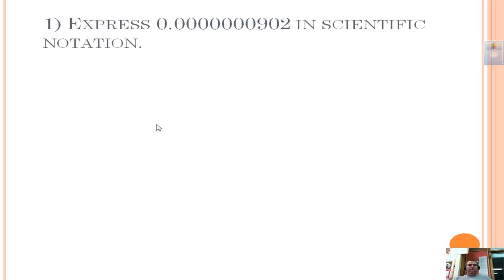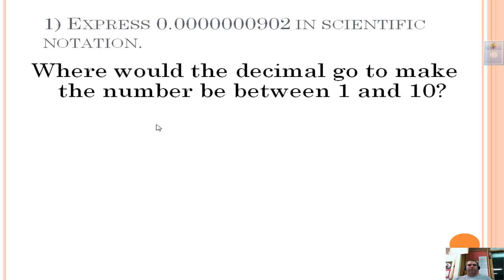Now on this one, we can go ahead and express this in scientific notation. Now we've got a number that's extremely small. Yesterday we talked about using prefixes. Today we're talking about using scientific notation. It says, where would the decimal go to make a correct value that's between 1 and 10? So again, we're going to move it over here until we get a number that's greater than 1 but less than 10. So we're going to move it between that 9 and that 0.